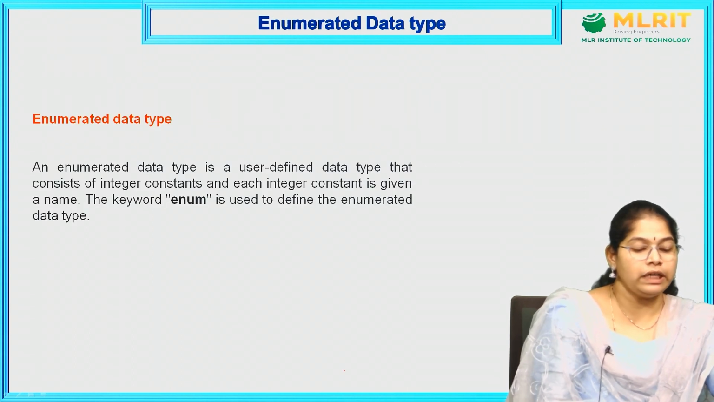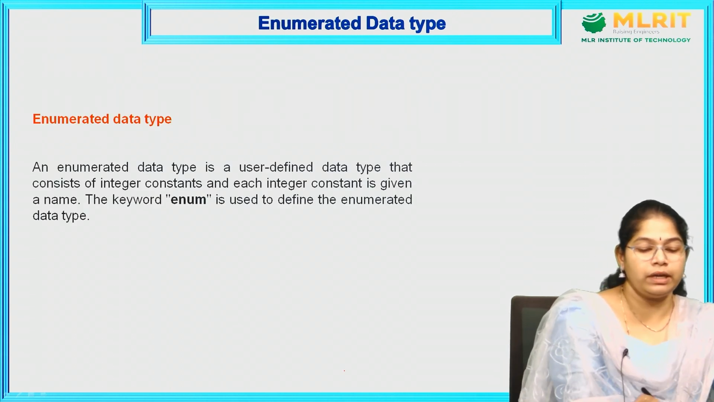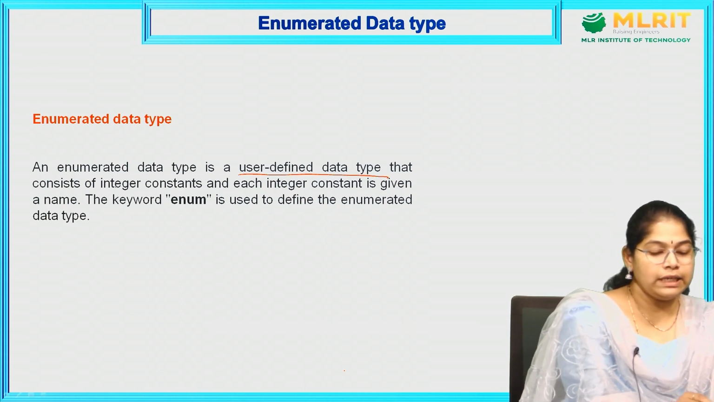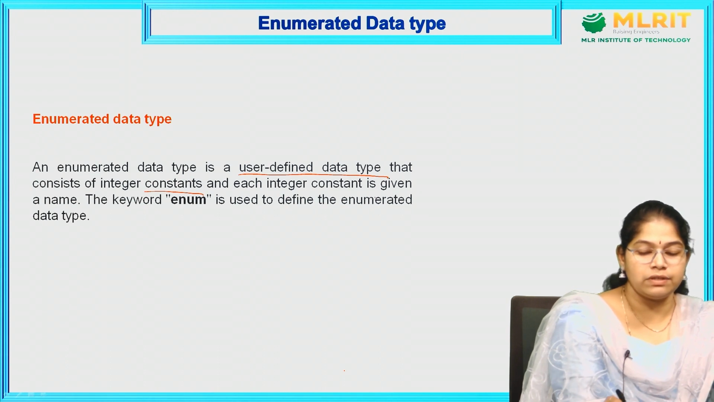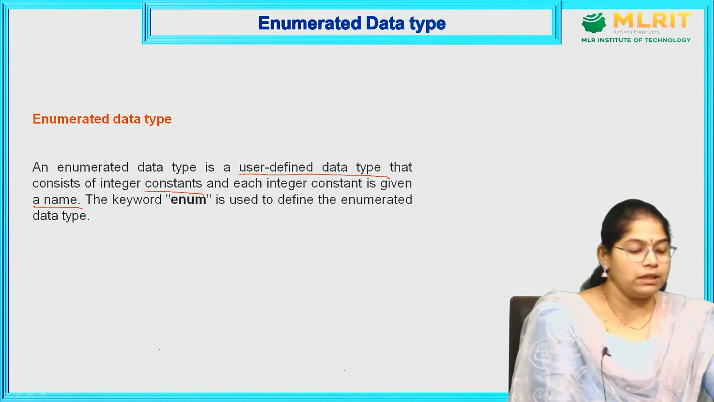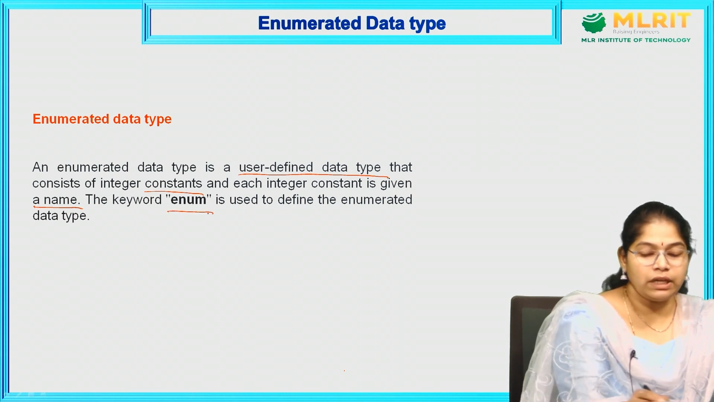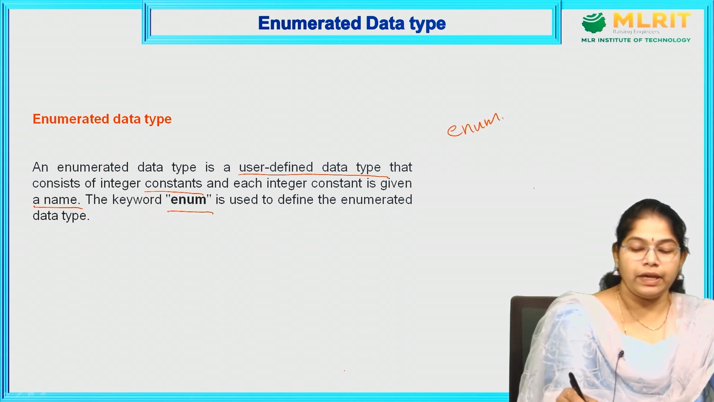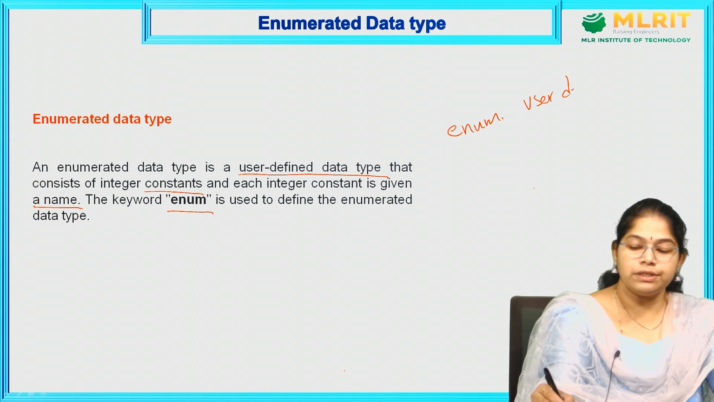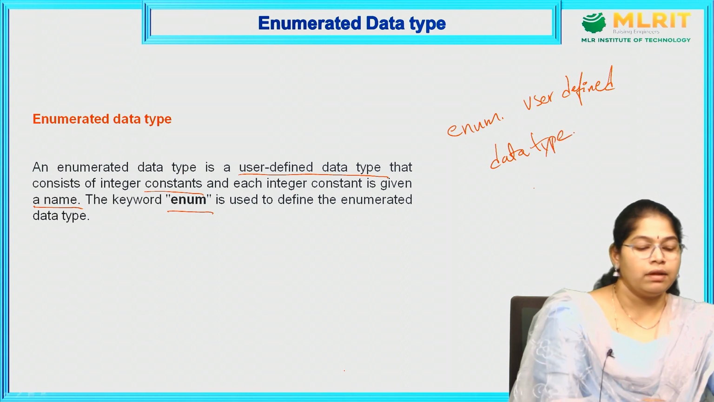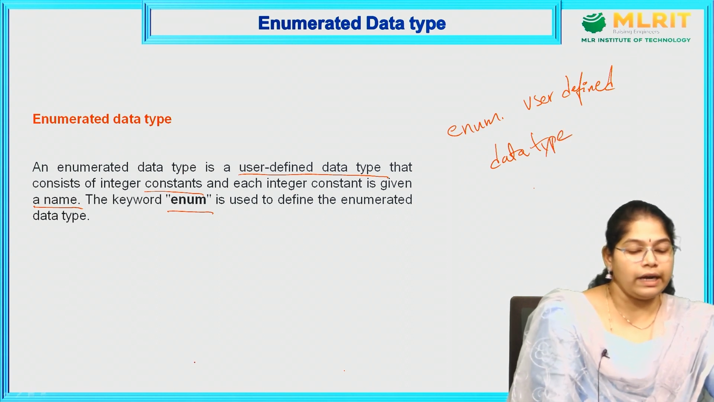Then we have the enumerated data type. The enumerated data type comes under user defined data types. That means it consists of integer constants, and each integer constant is given a name. Here we use a keyword called enum. Enum comes under user defined data types, where we can give integer constants, and each integer constant is given a name.